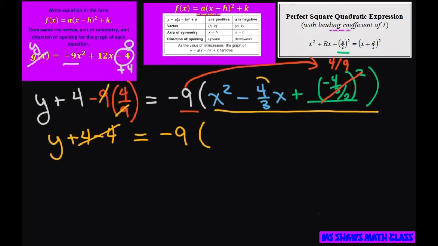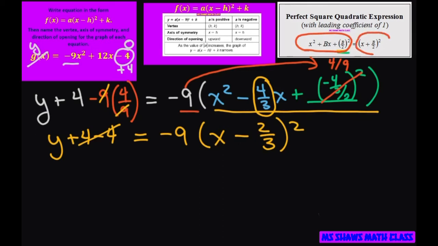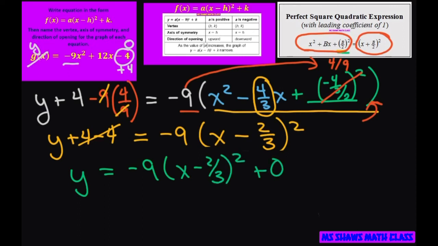So we take half of our b. We already did that earlier, and half of our b was 2/3. So you put x minus 2/3 squared. Again, all I'm doing is taking my perfect square trinomial and condensing it. If I wrote this out twice, I would get this back. All right, so that's that. Now we have y equals negative 9 times x minus 2/3 squared. If you want, you can put a plus 0 there. It's not necessary, but you can.